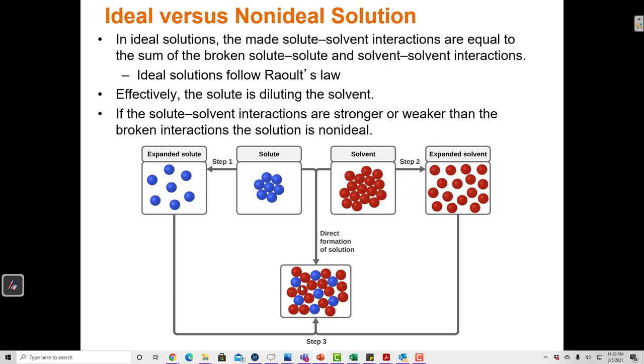Remember, we talked about how if step one and step two take more energy than is released in step three, then overall that process is endothermic, and the beaker would feel cold. But if step three releases more energy than is absorbed in steps one and two, then the process is exothermic and the beaker feels hot. So in an ideal solution, the energy required to break these apart, step one and step two, is exactly equal to the energy that I get back in step three. So the beaker wouldn't change temperature at all. It would be exactly the same. That's what we call an ideal solution, one that wouldn't be hot or cold. Step one and step two are equal to step three. So if the solute-solvent interactions are stronger or weaker than the broken interactions, so if step three is either greater than or less than steps one and two, then we say that kind of solution is non-ideal.